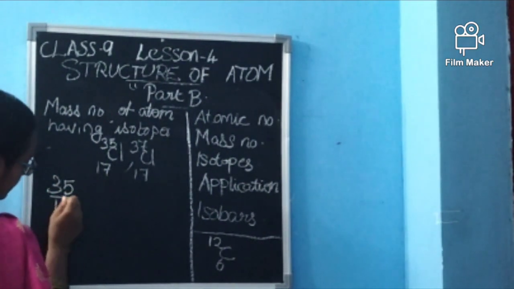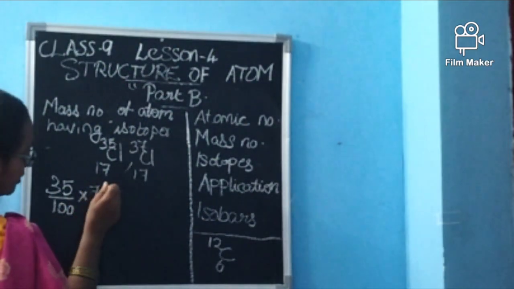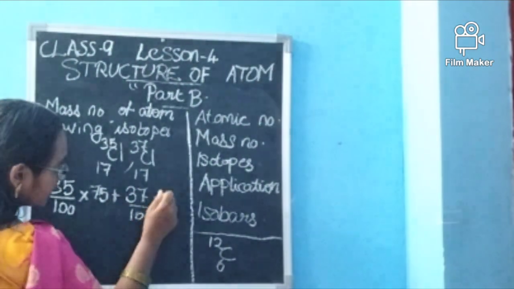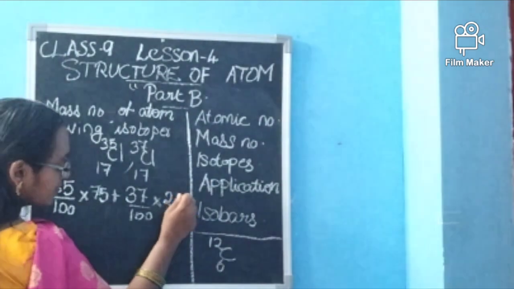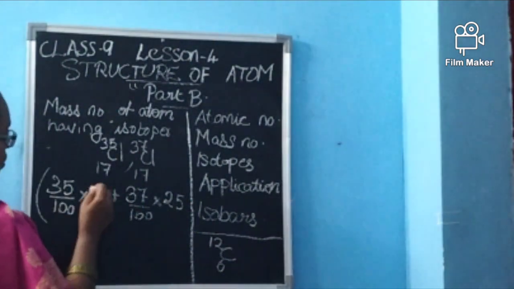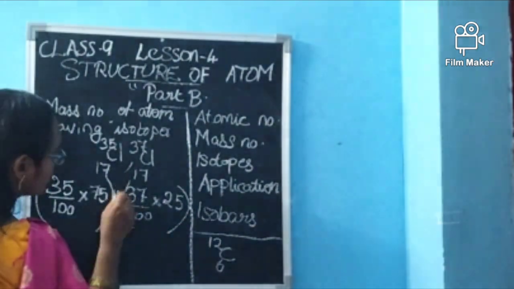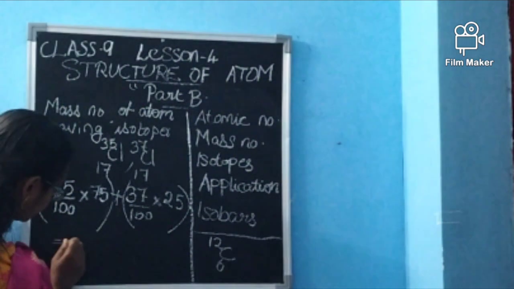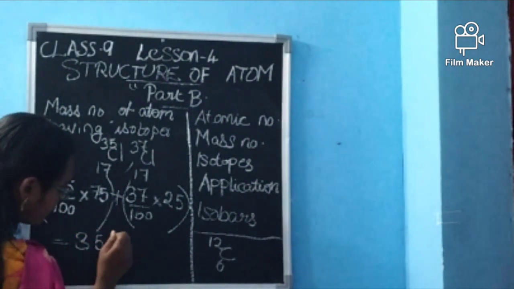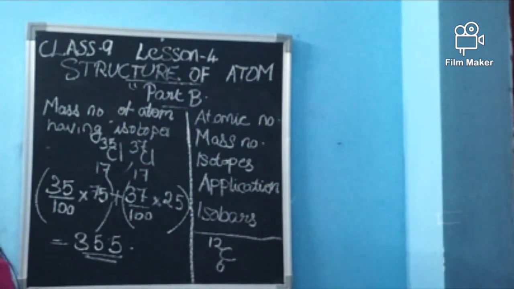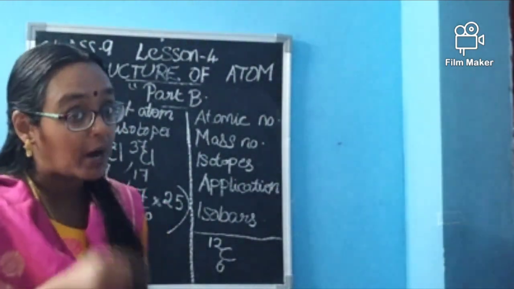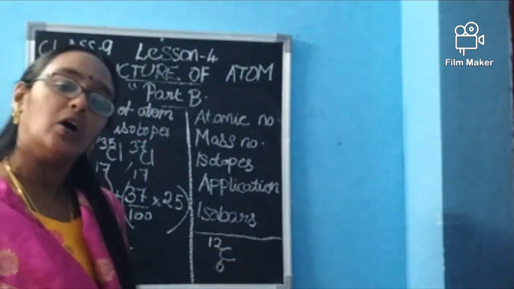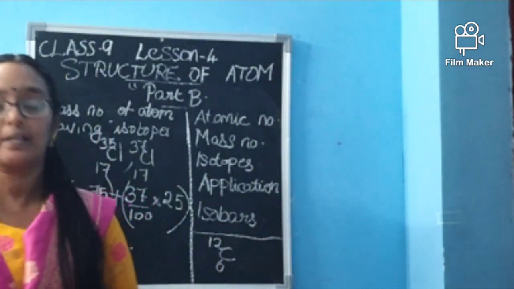35 divided by 100 into 75 plus 37 divided by 100 into 25, because the percentage of these two values will become the mass number. Okay, ma'am? So total will be 35.5. So this is the average. This is the average mass of chlorine. By this way, we are able to calculate for all the atoms.